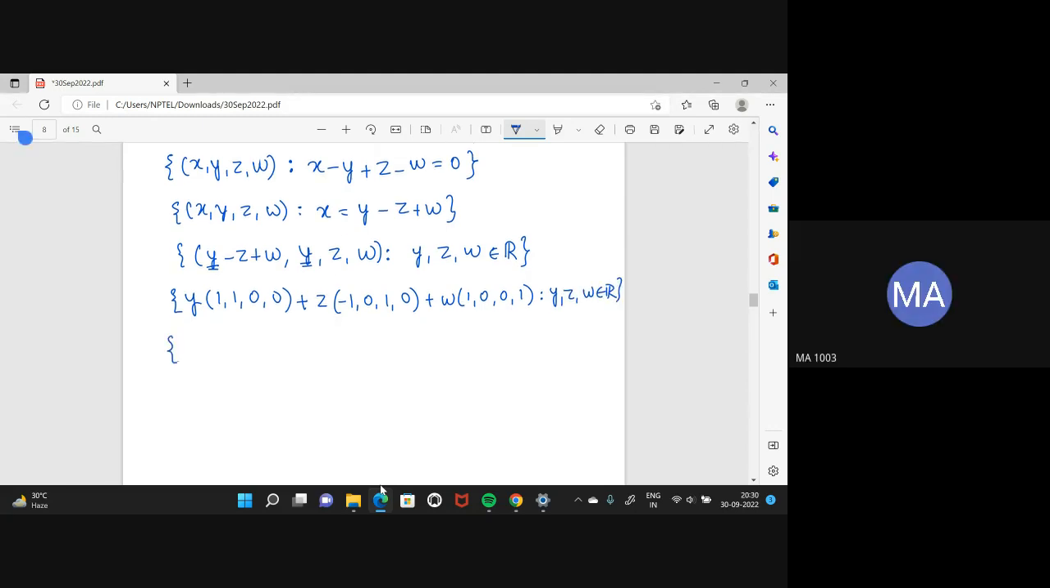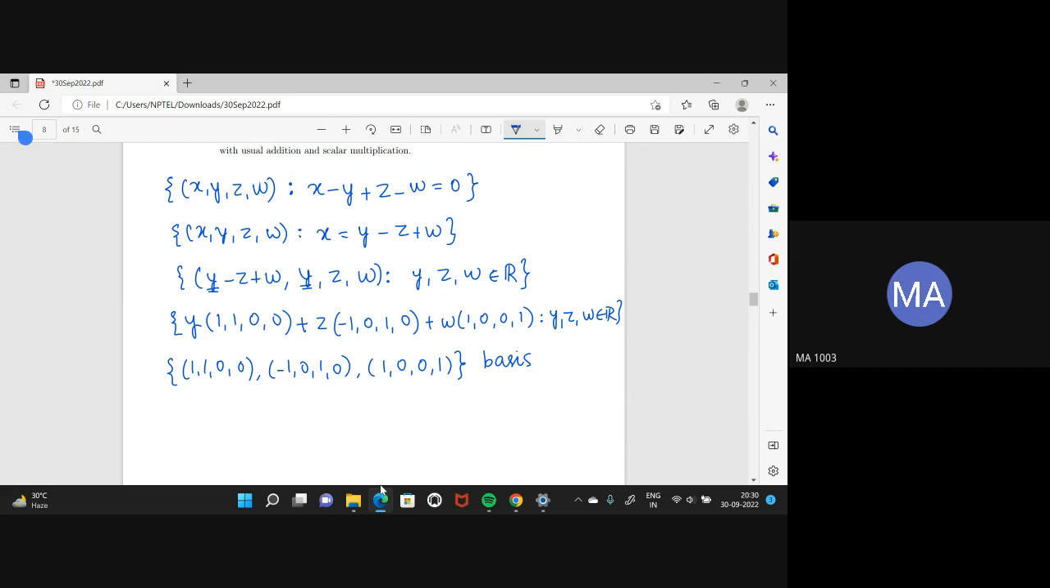So we have got a spanning set. Is that minimal spanning? Yes, ma'am. You can either check whether it is minimal spanning or not, or you can check that it is linearly independent. In either case, it will form a basis and the dimension will be 3. Can you see that the dimension 3 is nothing but the number of independent variables?